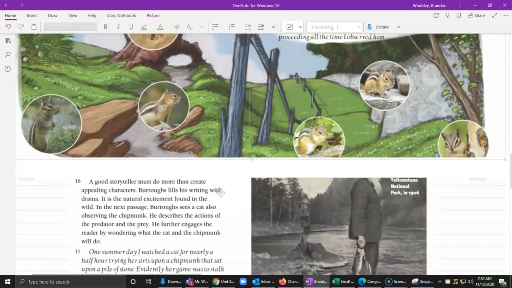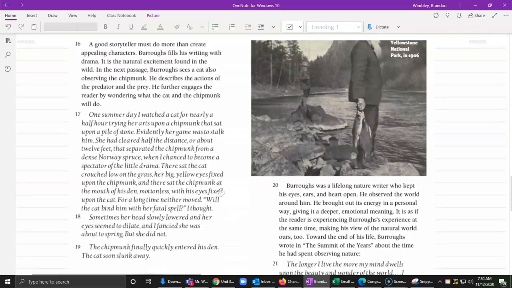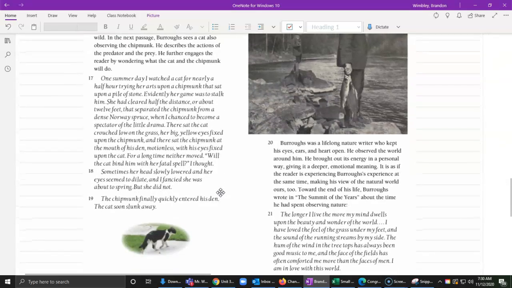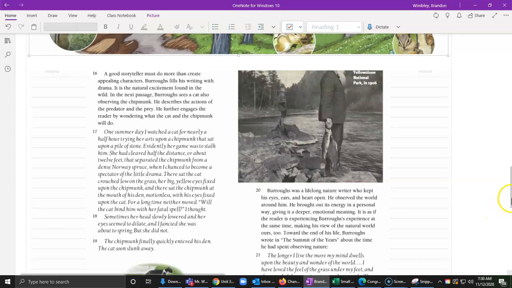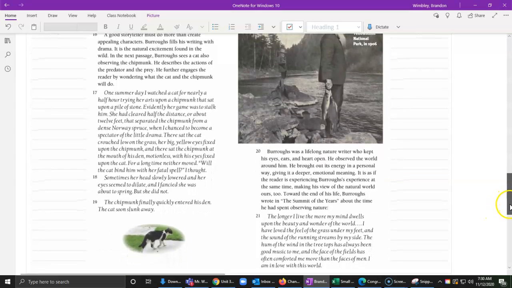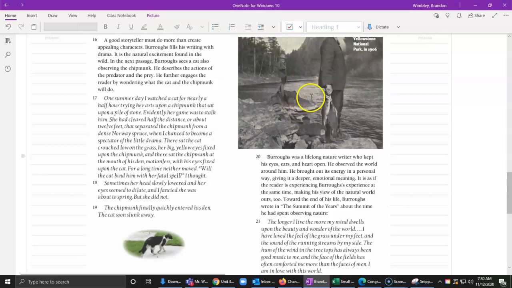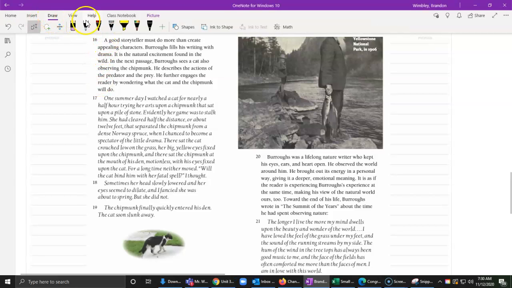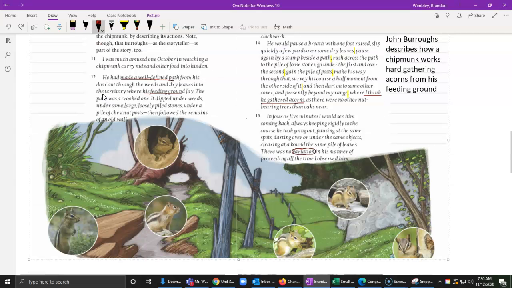So now let's head on to our next paragraph, our next page, number 16. I need to zoom out a bit so we can see it all at the same time. Here we go. And we have a picture of John Burroughs fishing in Yellowstone National Park. So let's keep going. Paragraph 16. A good storyteller, and notice how this part right here is not italicized. So this means it's not the chipmunk, it's not the excerpt. It's the author, John Burroughs, telling us what's going to happen next.